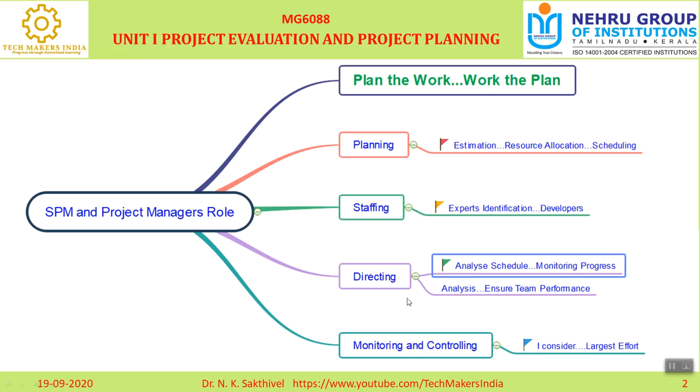And after that, the third level is directing. Directing means analyzing the schedule periodically and monitoring the progress continuously. Imagine that we prepared a schedule, identified all estimation and resource allocation, identified experts for feedback, and identified and appointed developers for starting the project. Imagine that the project has started. Then we continuously need to analyze whether our project is executing according to our schedule or not, and whether we are progressing properly or not. That is a very important one that comes under directing.